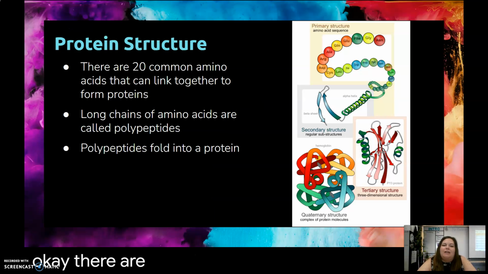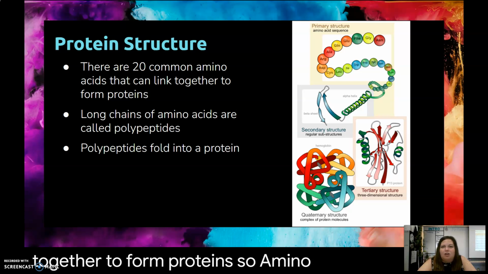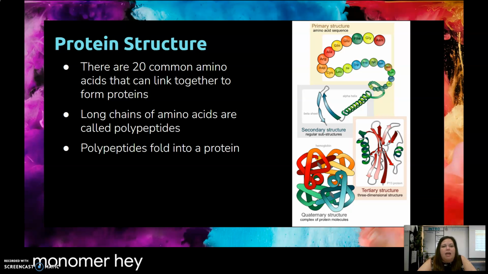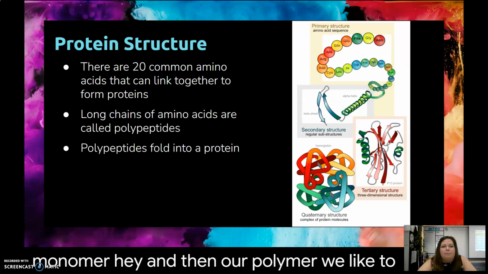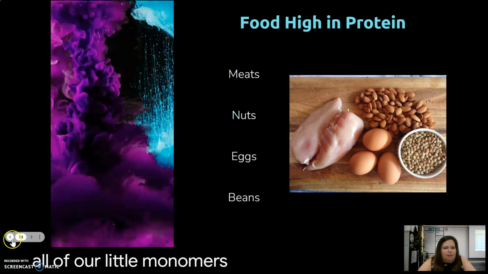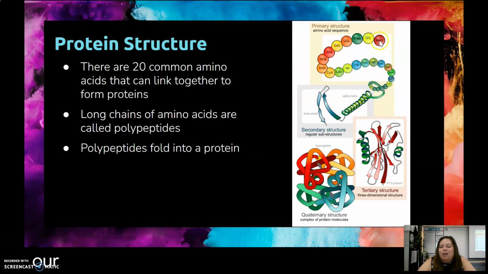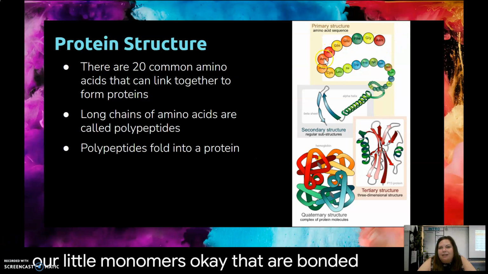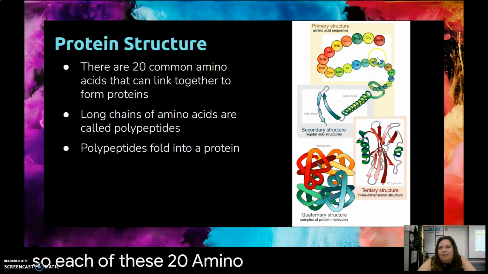There are 20 common amino acids that link together to form proteins. So amino acids are our monomer, and then our polymer we like to call a polypeptide. Here are all of our little monomers that are bonding together. So each of these 20 amino acids bond together. They form this polypeptide chain.